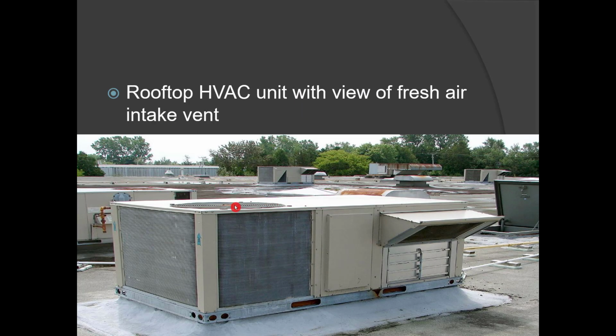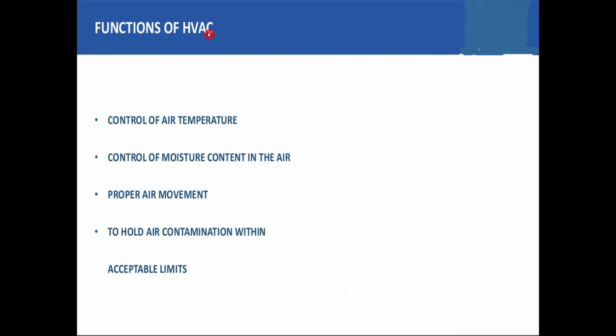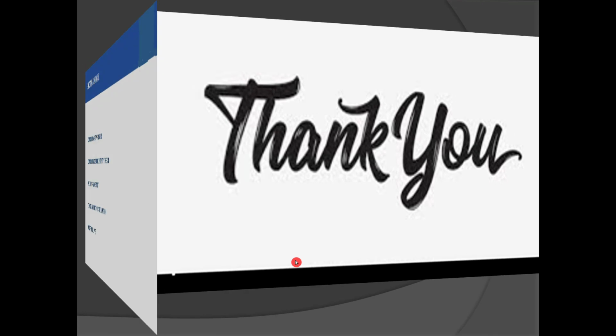Okay. So this is a rooftop HVAC unit, which is just shown for demo purposes. The proper arrangements of various items. You can skip this one. So the functions of HVAC include control of the air temperature inside the building, control of moisture in the air, and also it should ensure proper air movement, and it should hold the contamination of the air within acceptable limits.